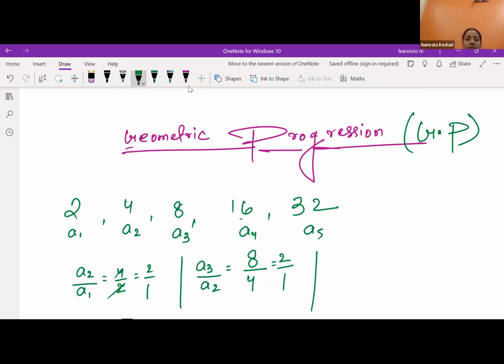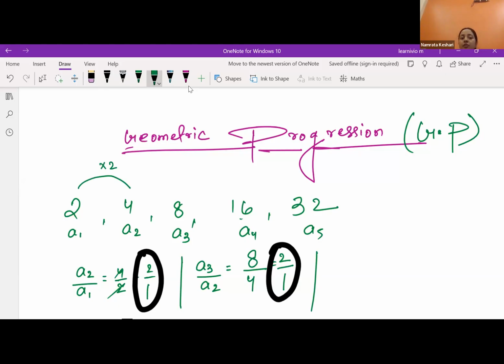So each time you will get the same ratio. If that is the case, then your sequence is in GP, geometric progression. One more way to identify it: every time a certain number gets multiplied in your sequence, that's why the ratio is coming the same. You can see 2 times 2 is 4, 4 times 2 is 8, 8 times 2 is 16, 16 times 2 is 32. That's what happens in GP.